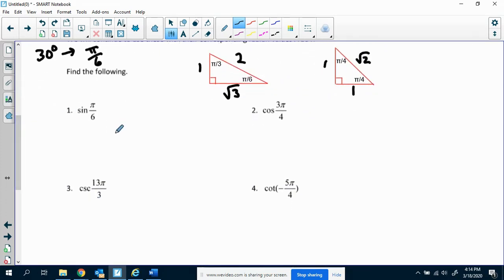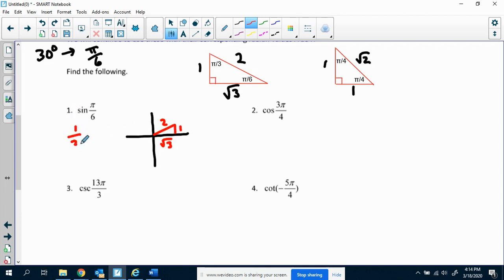So let's find the following. Sine of pi over 6. Now pi over 6, that is drawn terribly. Pi over 6 is about here on the coordinate plane. Pi over 6 is not up to pi over 2 yet, and it's its own reference angle. It is a 30-degree or pi over 6 reference angle in the first quadrant. So I can draw this triangle and figure out what sine is.